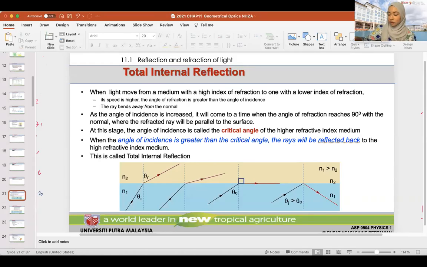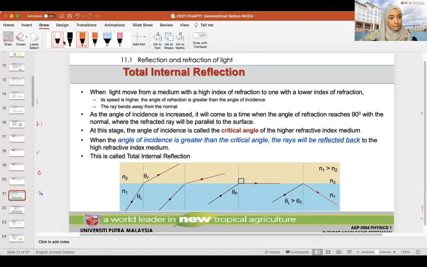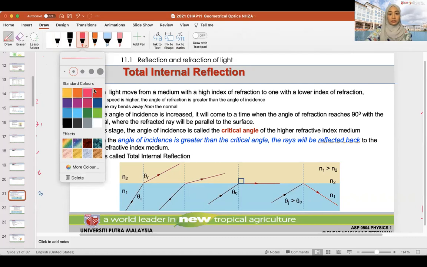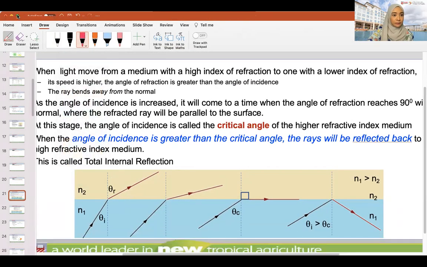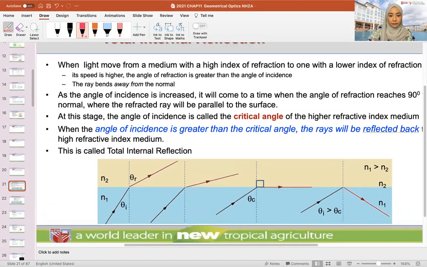Good morning, everyone. So we are continuing with chapter 11. Last time we talked about total internal reflection, so we're going to continue on that. Let me use my pen. Make this bigger. Okay, this is key.